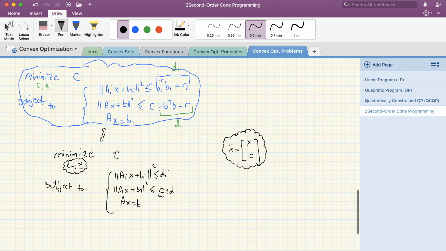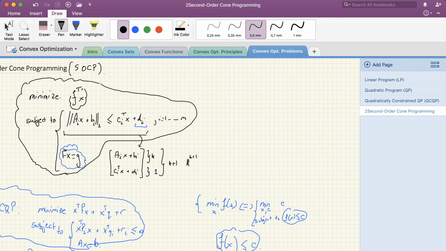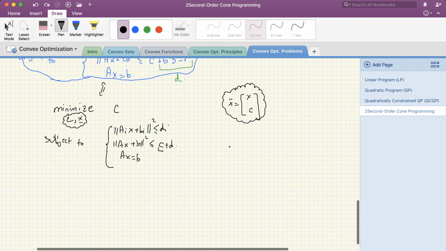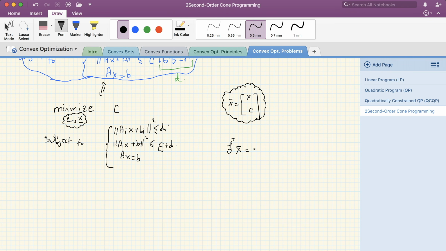I should see an F transpose x bar, the cost, as here. So this minimization is with respect to x bar, with F transpose x bar, right? How do I choose my F such that F transpose x bar is the cost, which is C? All I have to do is choose F being all zeros except 1 in its last element, and thus F transpose x bar will return C.